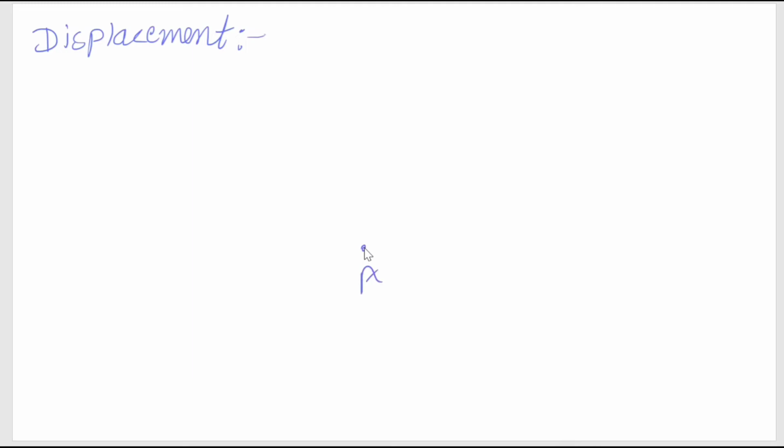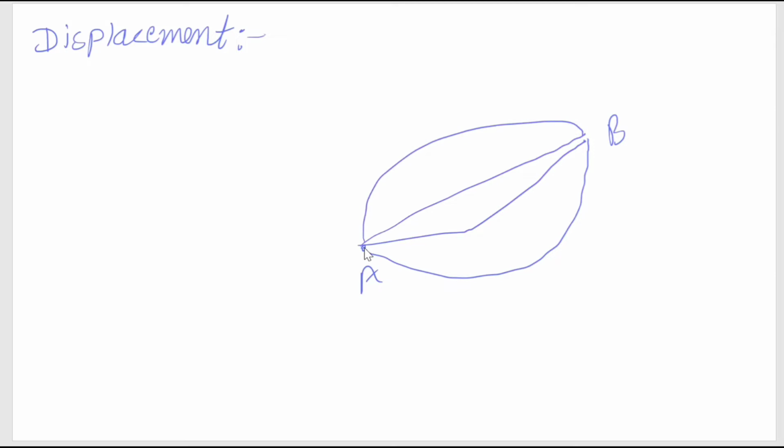Suppose this is point A and this one is point B, and from point A to B there are many possible paths. Suppose this is path 1, path 2, this is the third path, and this one is the fourth path. Here we can see directly that path 2 has the shortest distance. That means the length of path 2 is the displacement, and path 2 is a straight line.